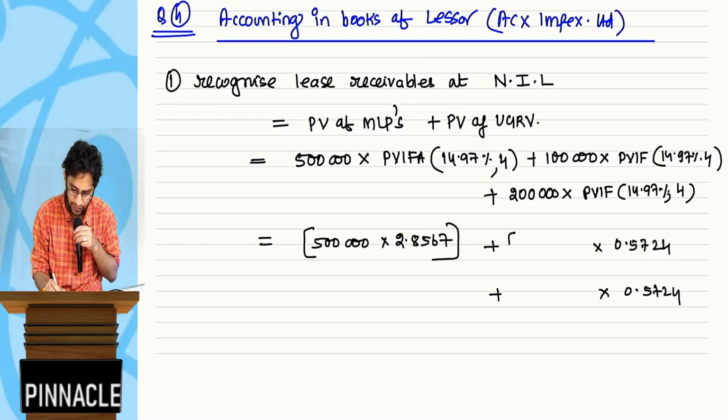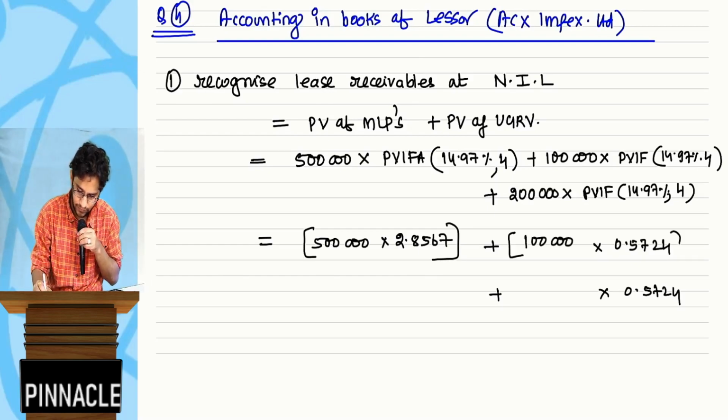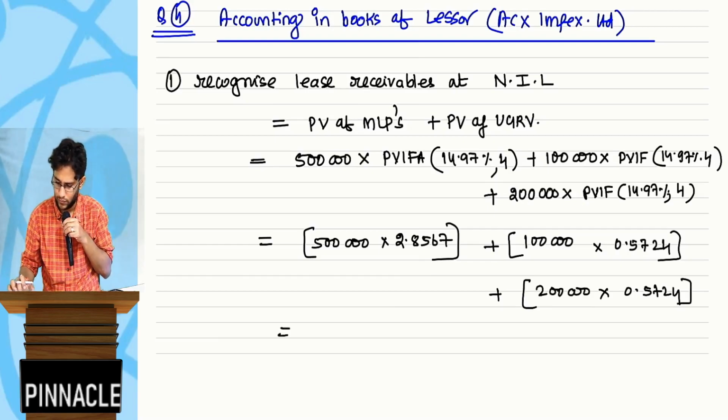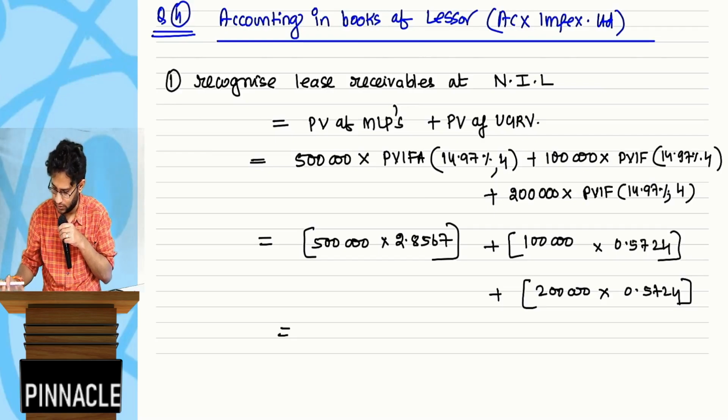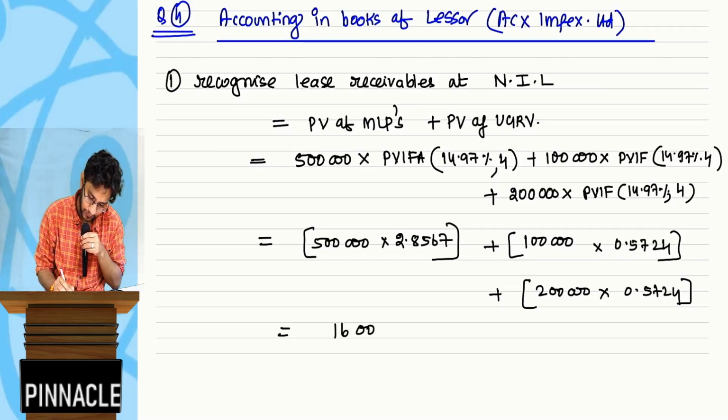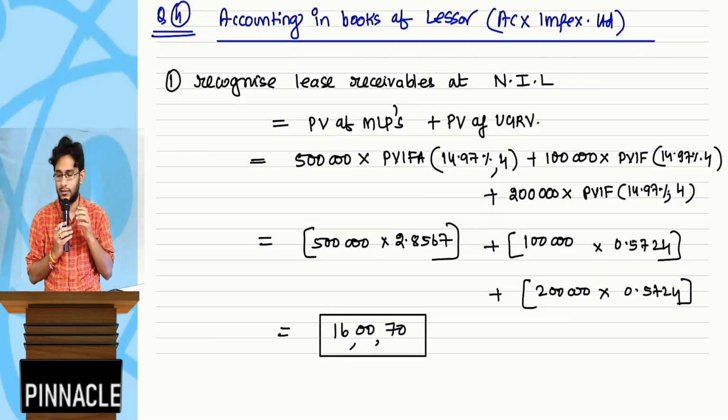Write the fourth year PV factor later, plus GRV. We are calculating something, but this entire thing is a kind of waste calculation, as you will realize after doing it. How much did you get? You should have got 16 lakhs 70.